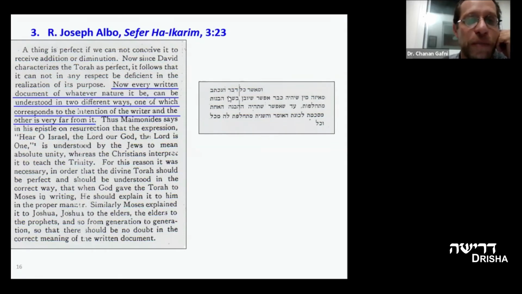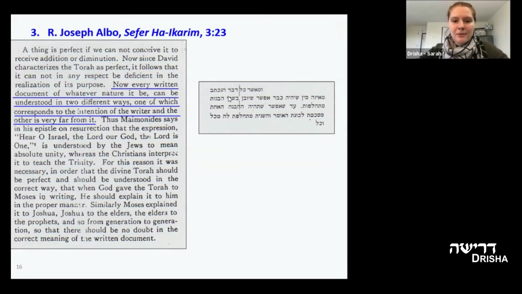A thing is perfect if we cannot conceive it to receive addition or diminution. Now, since David characterizes the Torah as perfect, it follows that it cannot in any respect be deficient in the realization of its purpose.